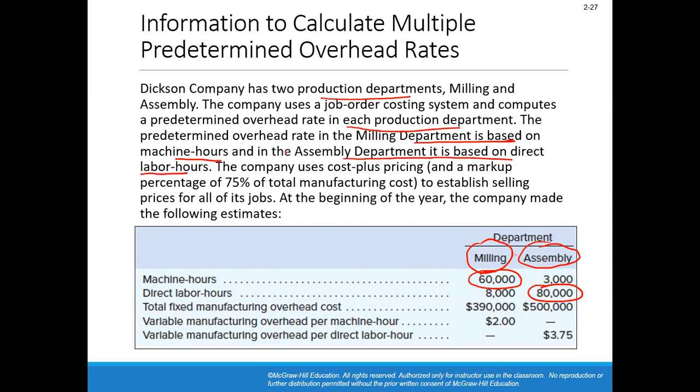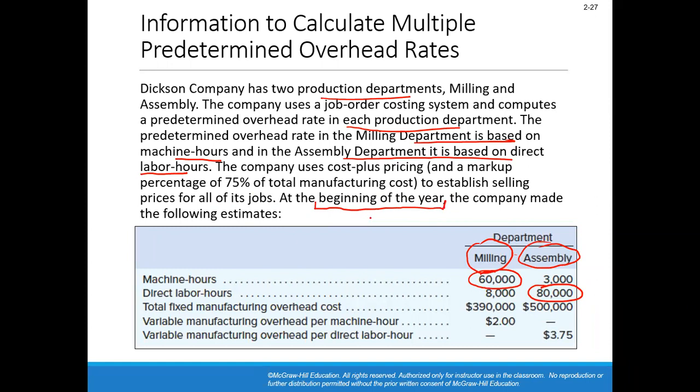Have you got the idea why they have chosen this way? Why have they not chosen only the direct labor hours, regardless of the nature of the milling and assembly department? Yes, sir. Because of the nature of the task done by the department. The company uses cost plus pricing and a markup percentage of 75% of the total manufacturing cost to establish the selling prices for all of the jobs. At the beginning of the year, the company made the following estimate. That is why it is predetermined.